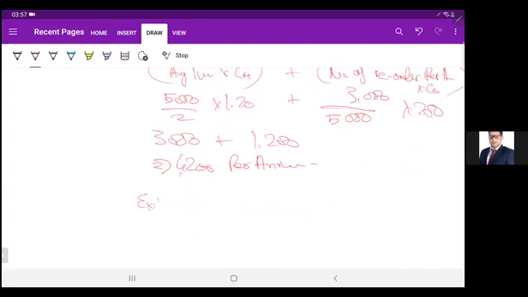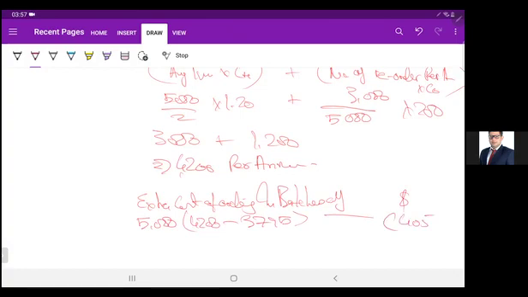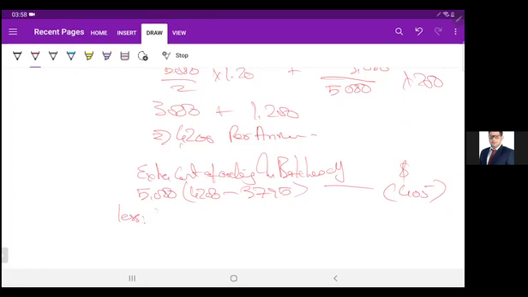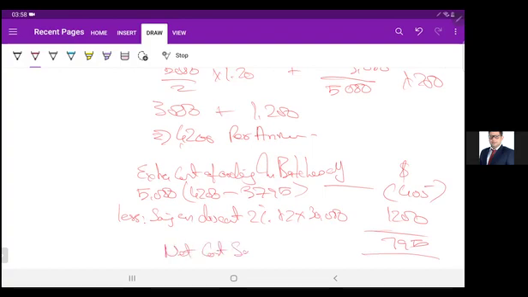Extra cost of ordering in batches of 5,000, that is 4,200 minus 3,795. I'll get 405 less saving. Now this saving on discount, 2% multiplied by 2 multiplied by 30,000, 1,200. So it's 795 is the net cost saving. So far, so good.